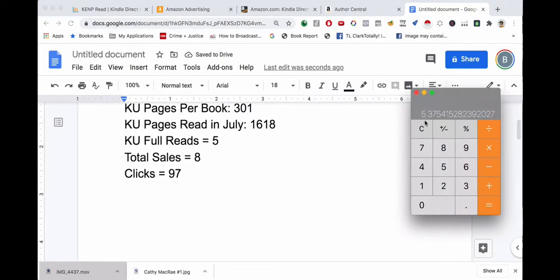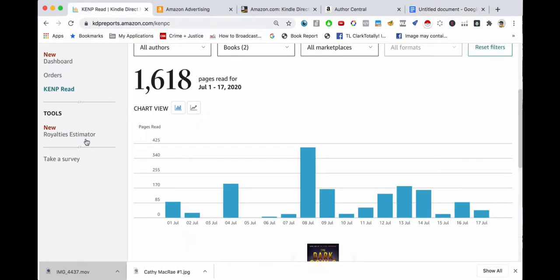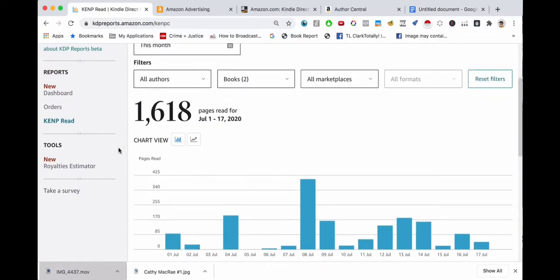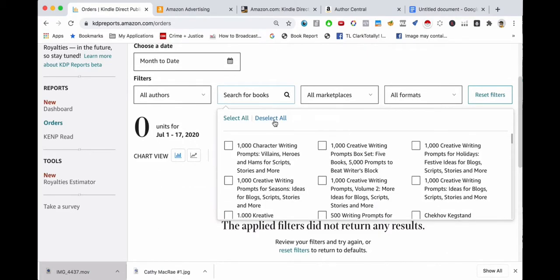So 97 clicks with 8 total sales. We're going to divide there. So we have 97 clicks divided by 8 equals 12.125. So 12.125 clicks per sale. To get a sale or a full KU read, it took 12.125 clicks. Now you can do this with a book that's not in KU. All you have to do is just use orders. So let's say I was going to do my book Sizzling Synopsis.